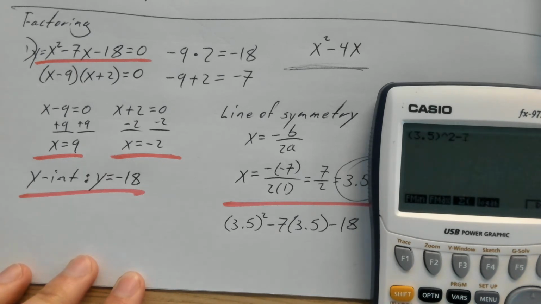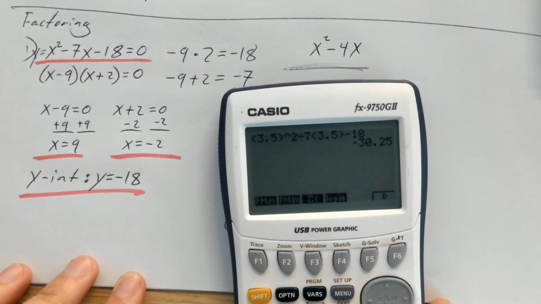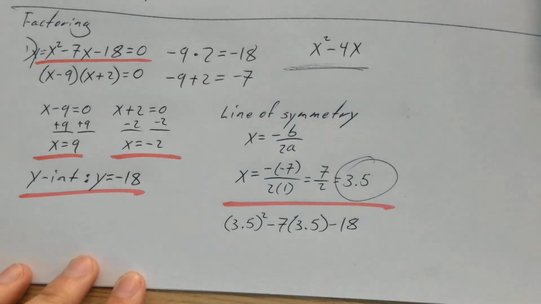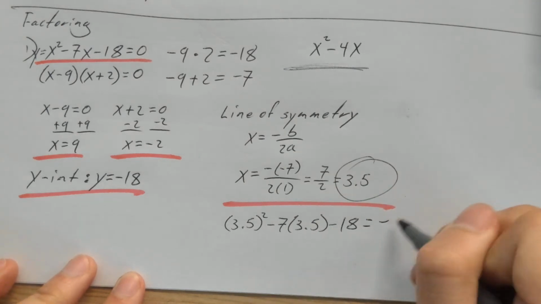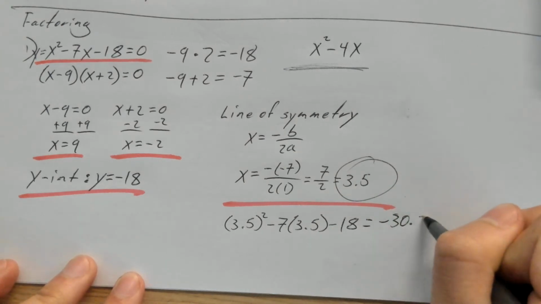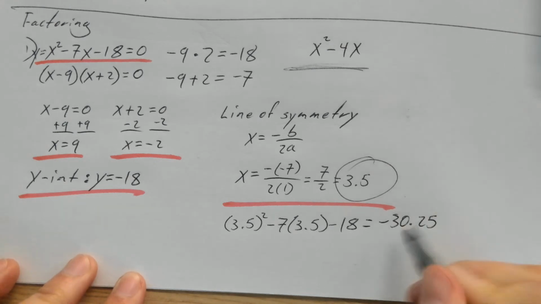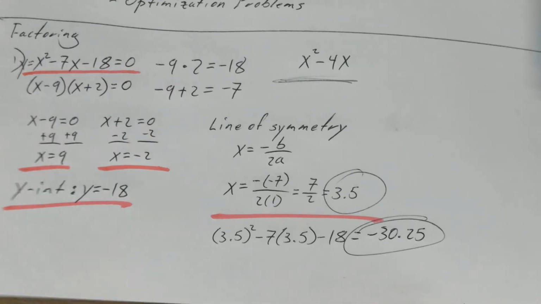Minus 7 times 3.5 and then that minus 18. So I get minus 30.25. So this thing equals minus 30.25.